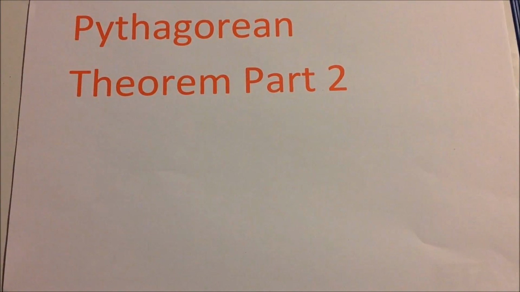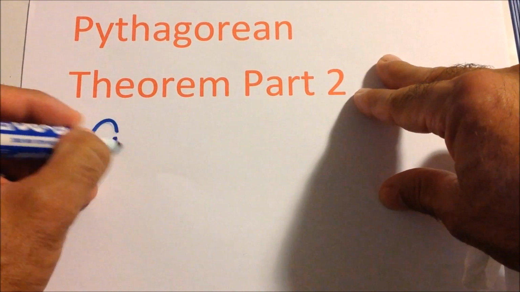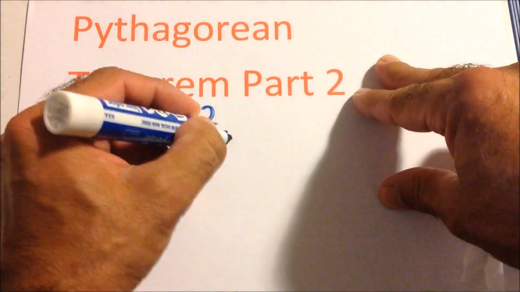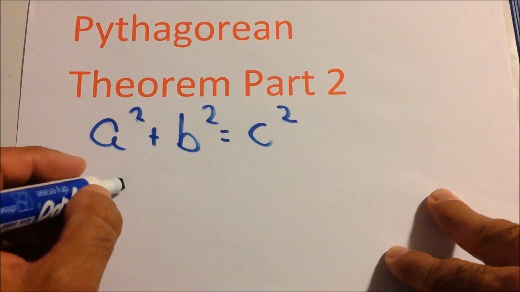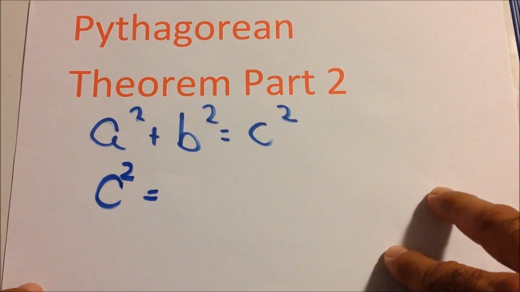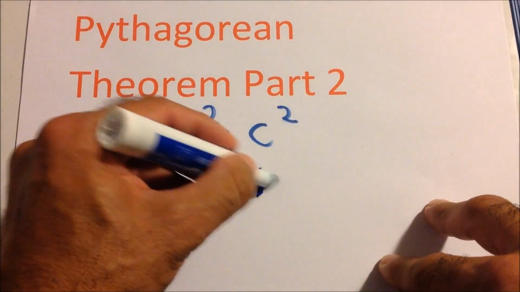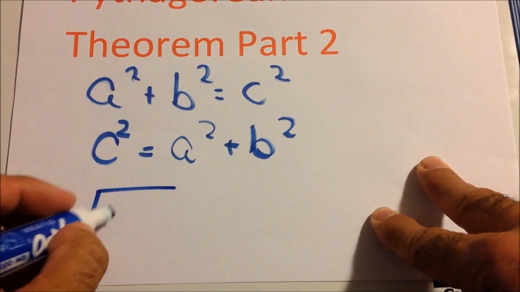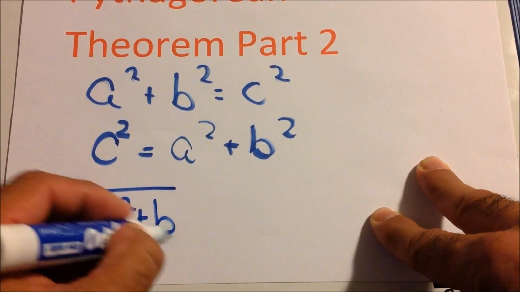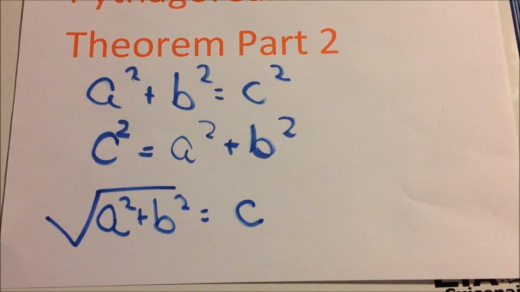Okay, here's the video on the Pythagorean Theorem again, part 2. So let's go over the formula. Remember, it's a squared plus b squared equals c squared, and you know another way of doing it. C squared equals what? A squared plus b squared, right? So it doesn't matter which way, but there's also the square root of a squared plus b squared equals c. So that's our equations.